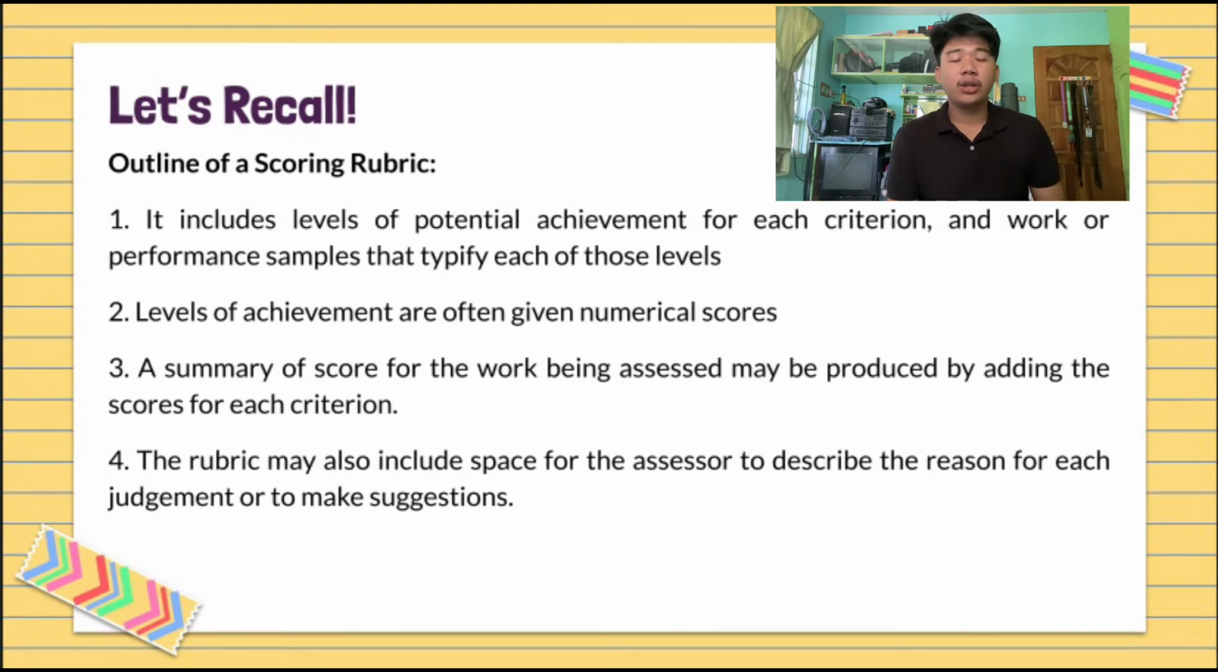Outline of a scoring rubric. First, it includes levels of potential achievement for each criterion and work or performance samples that typify each of those levels. Second, levels of achievement are often given numerical scores. Third, a summary score for the work being assessed may be produced by adding the scores for each criterion.